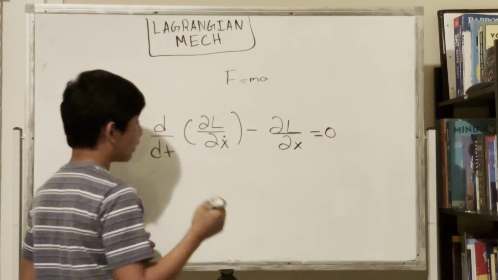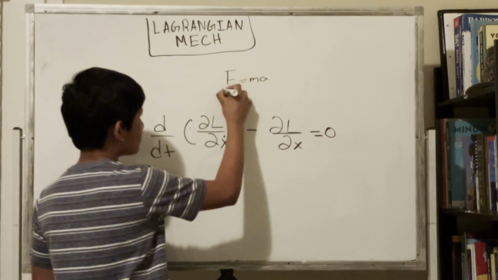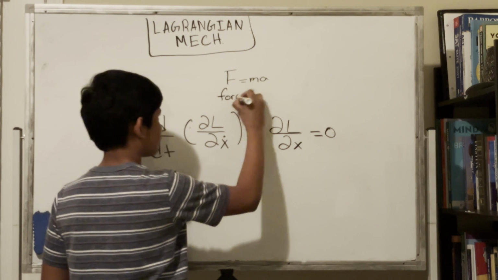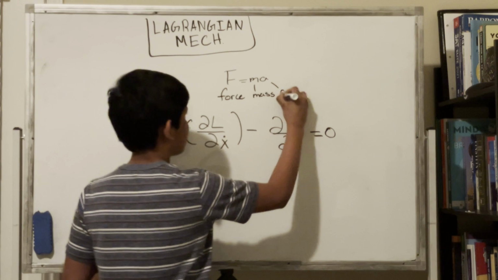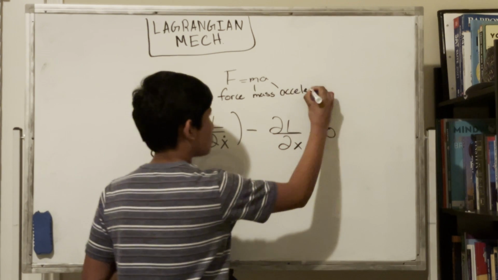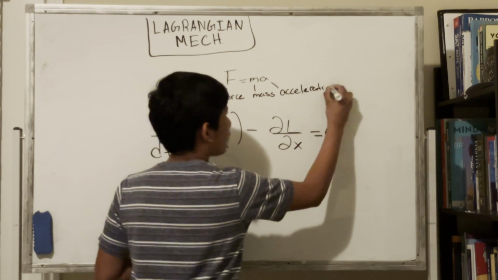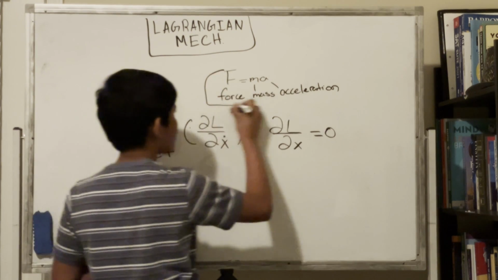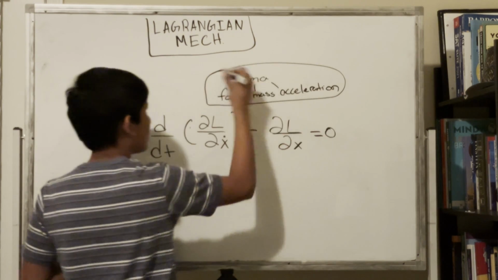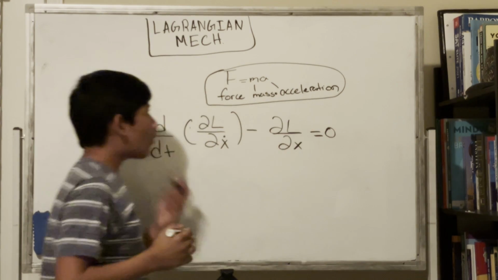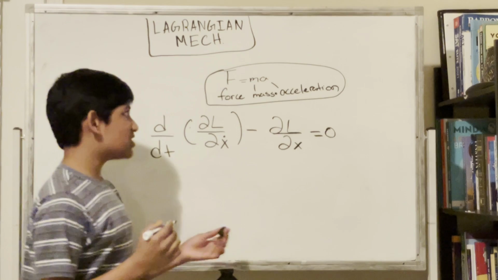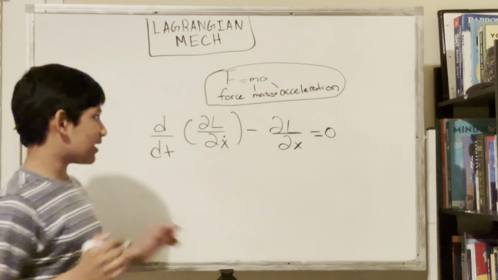Let's get a quick recap. F is just the force, m is the mass, and a is the acceleration. This is just a description over here. And remember, since they're next to each other, this means times. So force is equal to mass times acceleration. That is what F equals ma is.